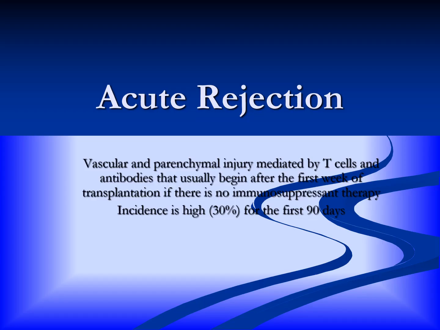Further, discussing what acute rejection is. In acute rejection, the vascular and parenchymal injury is mediated by the T cells and the antibodies, which are the adaptive immune system components present in our body. These T cells and antibodies basically begin after the first week of transplantation. They get activated and receive signals about something foreign being detected in our body. If there is no immunosuppressant therapy, they tend to get activated after the first week.